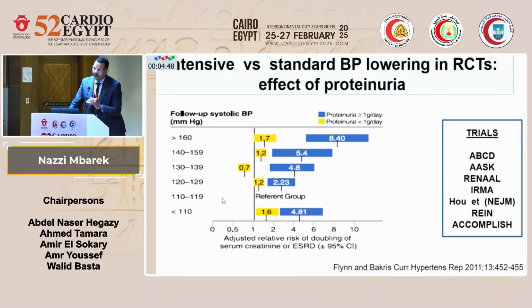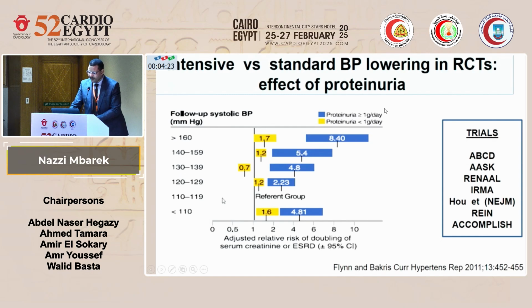And here you have the level, which is 1 gram. So whenever the proteinuria is less than 1 gram, you see that the reference group is here. If you have proteinuria less than 1 gram, there is no need to go below 150. So the benefit is on this side, in this range between 130 and 140 millimeters Hg.